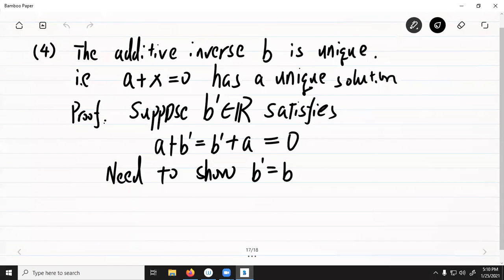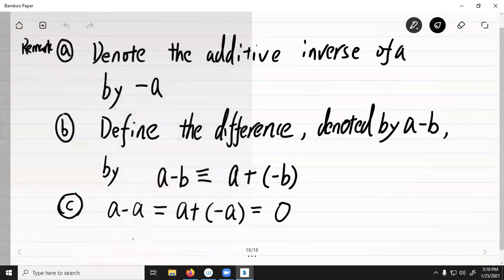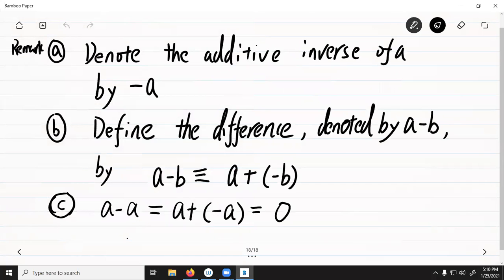The additive inverse is denoted by negative A. So A plus negative A would be equal to 0, right? By this additive inverse, we can define the difference. We also can define a new operation which is called subtraction. A minus B means A plus the additive inverse of B.